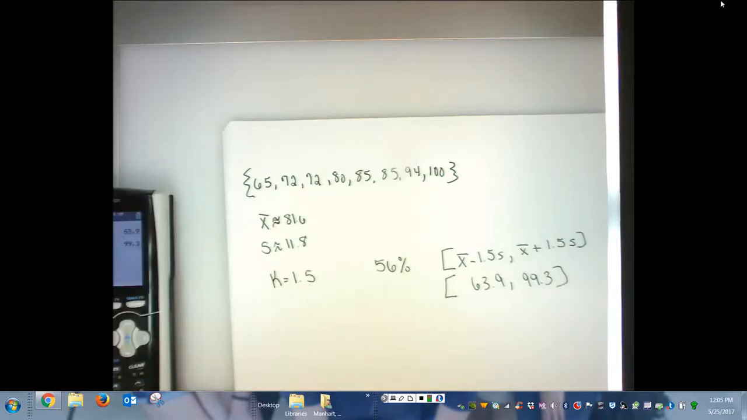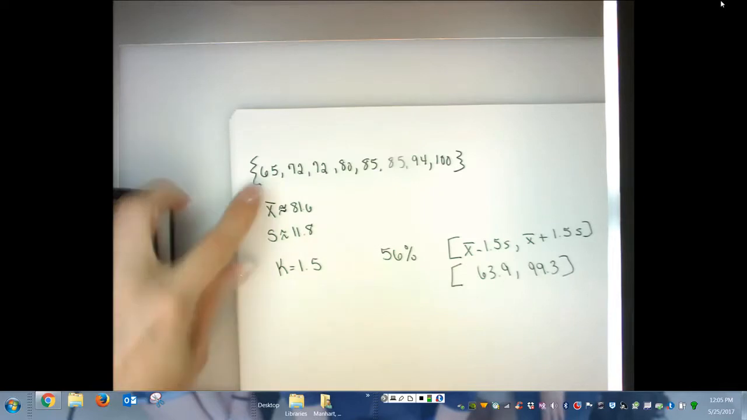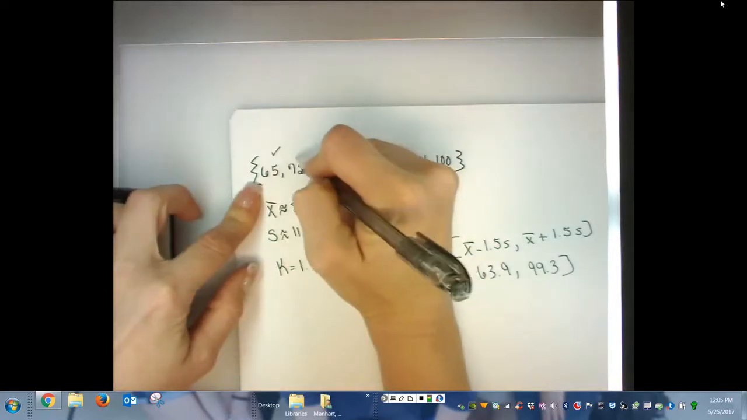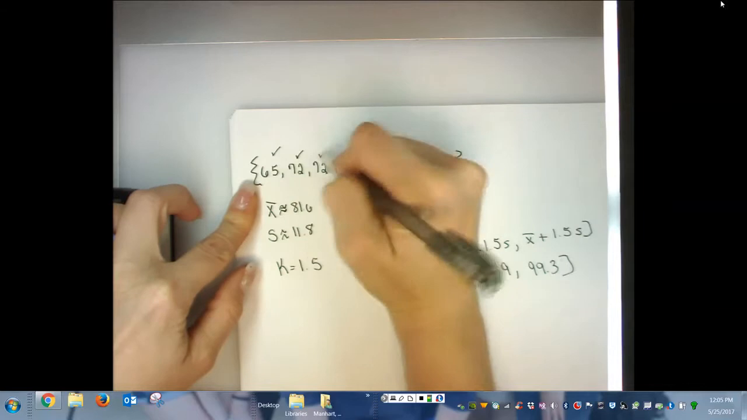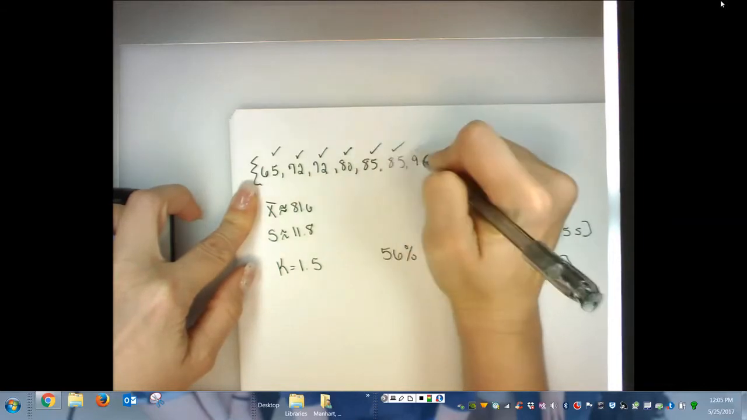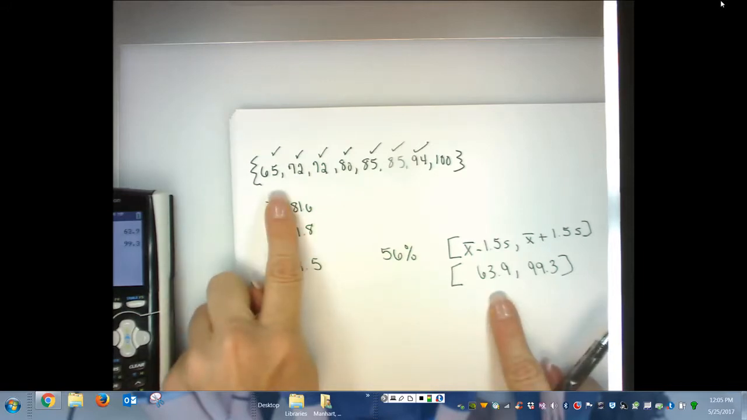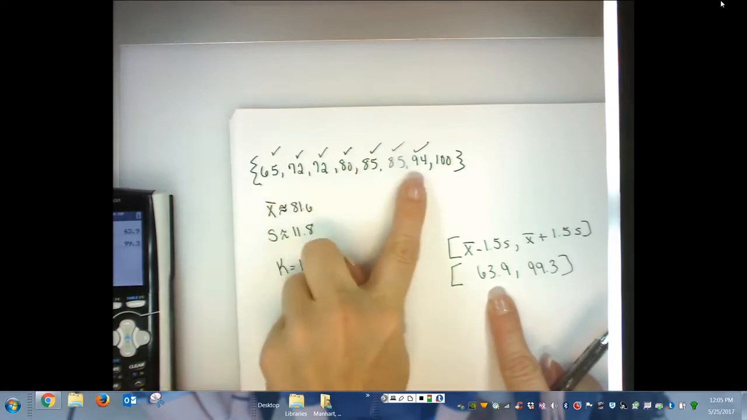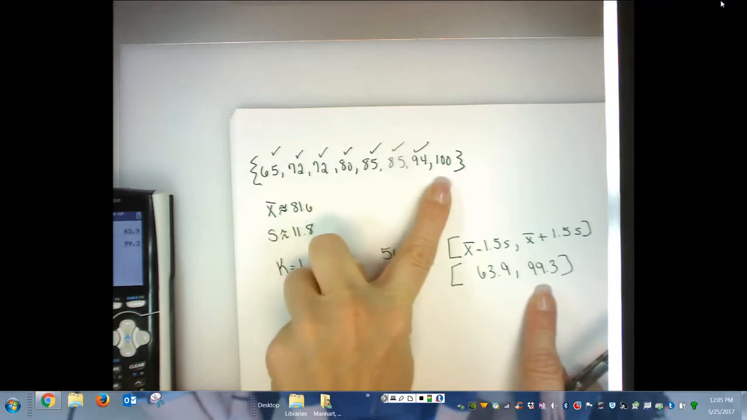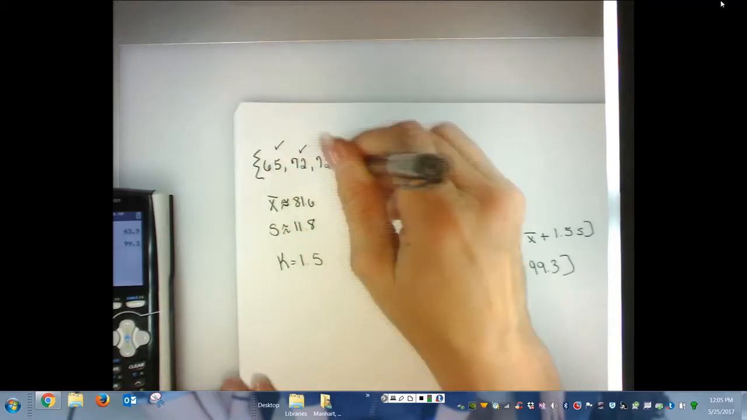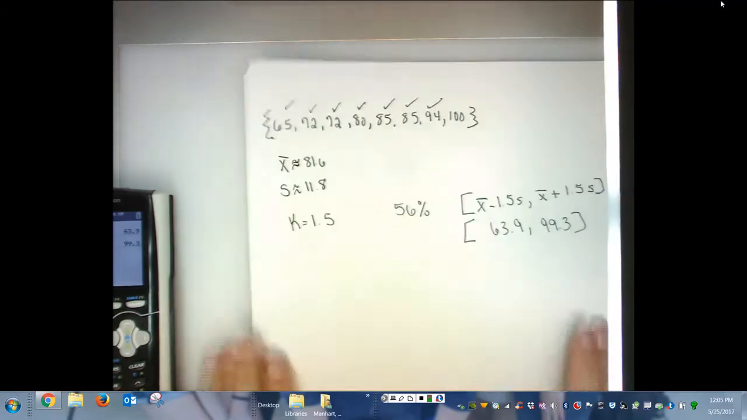And I'm going to go to my data set and put check marks above those values that fall in that range. 65, yes. 72, yes. 72, yes. 80, yes. 85, 85. 94, yes. 100 does not. It's too large. So the 65 would be included because the range goes from 63.9 to 99.3. And all the values through 94 would be included, but the 100 is outside of the range. That is going to be in this set of 1, 2, 3, 4, 5, 6, 7, 8 values.